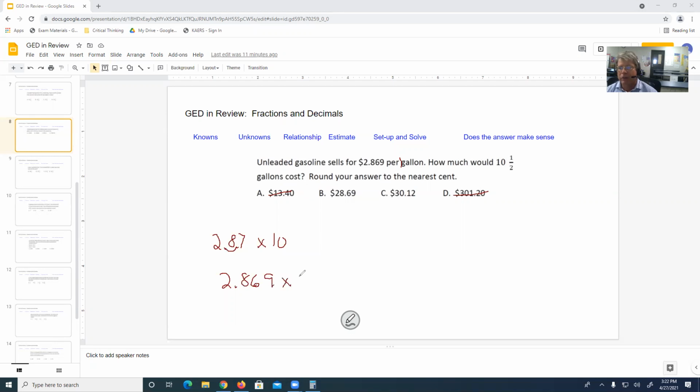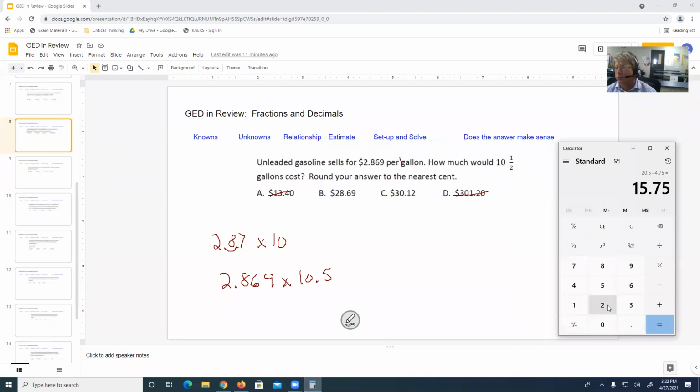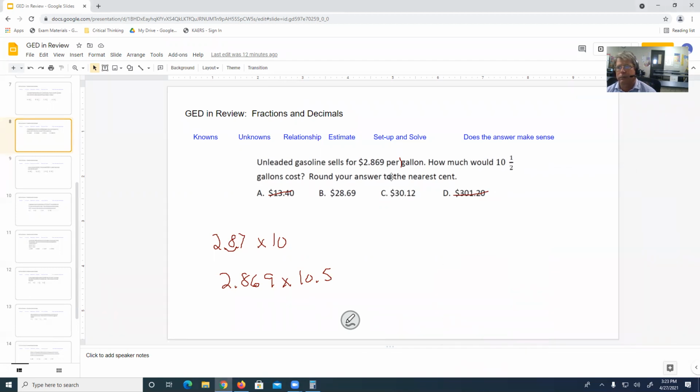And when I multiply by 10.5, remember 10.5 is the same thing as this 10.5. I can change those fractions to decimals since they're friendly that way. And then I can let the calculator worry about the rest of it. So 2.869 times 10.5. So 30.12. Notice how it kind of rounds to the nearest cent. And they did say round your answer to the nearest cent. So $30.12 would be our answer on that one.